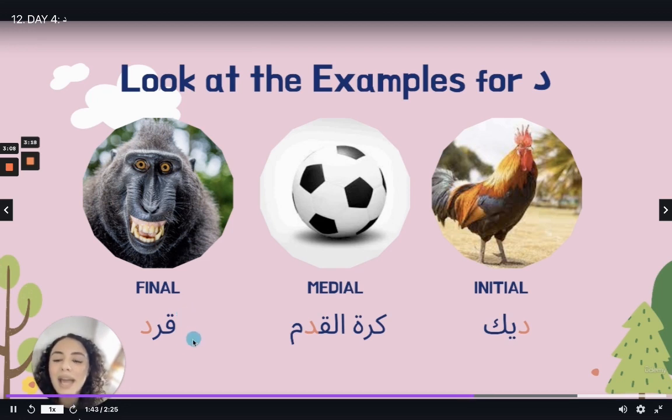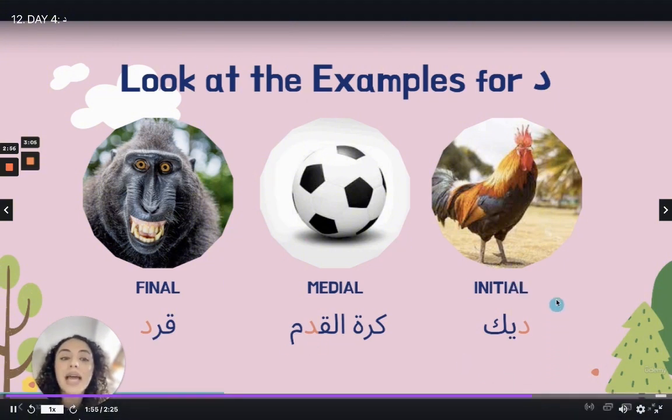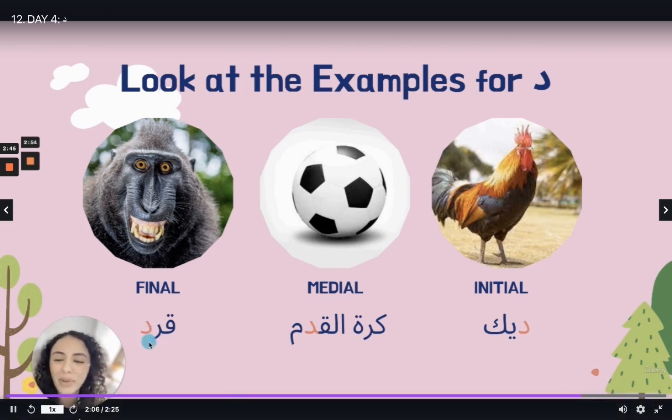And so again, you can have the dal in its final form connected to a letter, but you can also have it in the same exact way that you see the dal in the beginning of a word. And that is because the dal cannot connect with another letter from the end. So at the end, you can't connect dal with another letter because that actually just changes the whole letter to something else. All right. So keep that in mind.